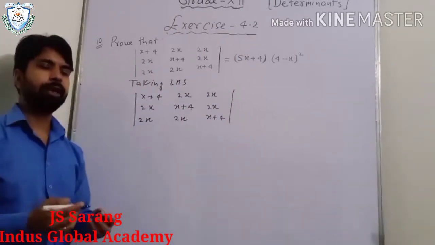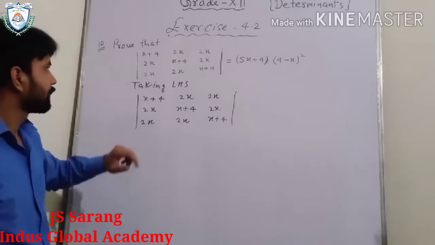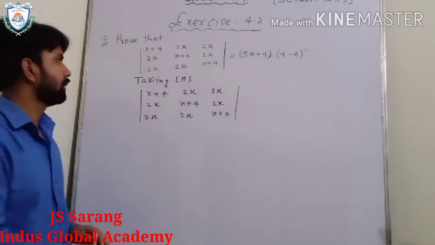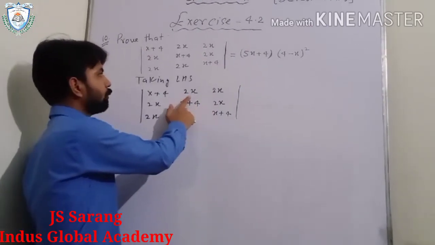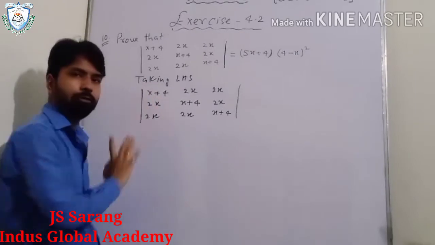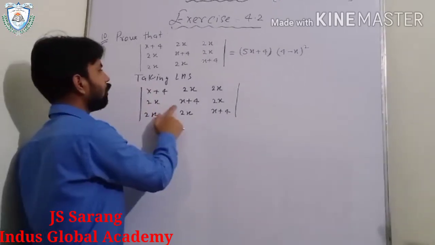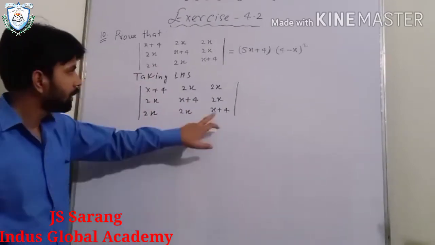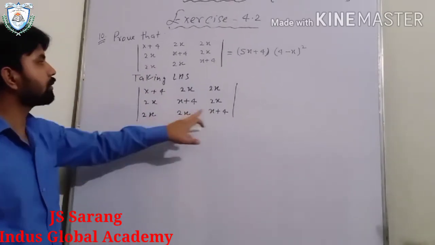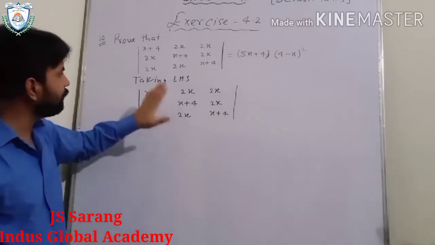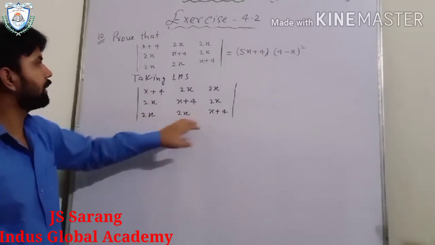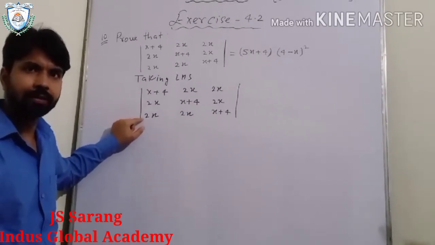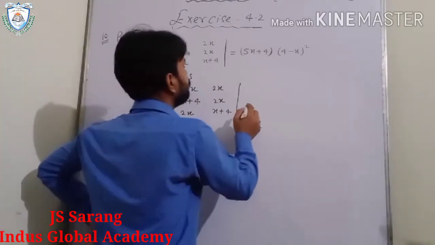Now what can we do here? Let us see. If we add C1 plus C2 plus C3: 2x plus 2x is 4x, plus 1x is 5x plus 4. Clear? If we add all these three, 2x plus 1x is 3x, plus 2x is 5x plus 4. And x plus 2x is 3x, plus 2x is 5x plus 4. It means if we add C1 plus C2 plus C3, then all these elements will be the same. Am I right? Yes.